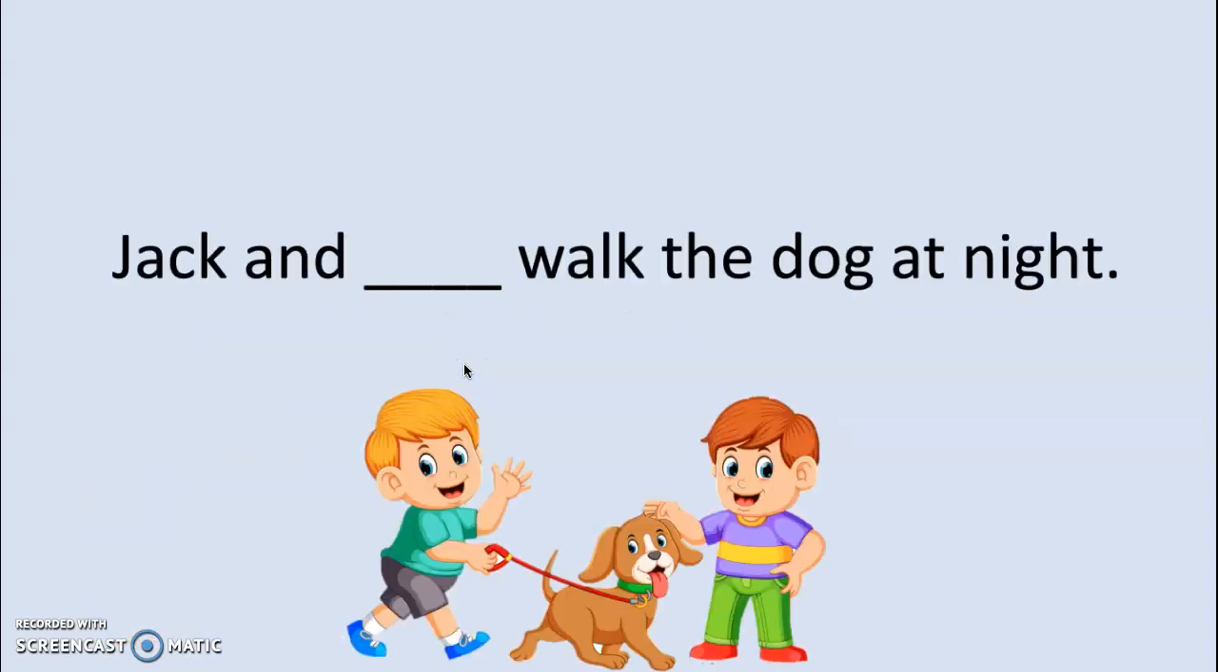Let's look at this other example. Read it out loud. It says, "Jack and ___ walk the dog at night." You would use the pronoun I. Jack and I walk the dog at night. Do you see how it's capital again? Now, when you talk about yourself and another person, you always name yourself last. So do you see how I'm talking about Jack and I? Jack's name would go first, and I would name myself last.